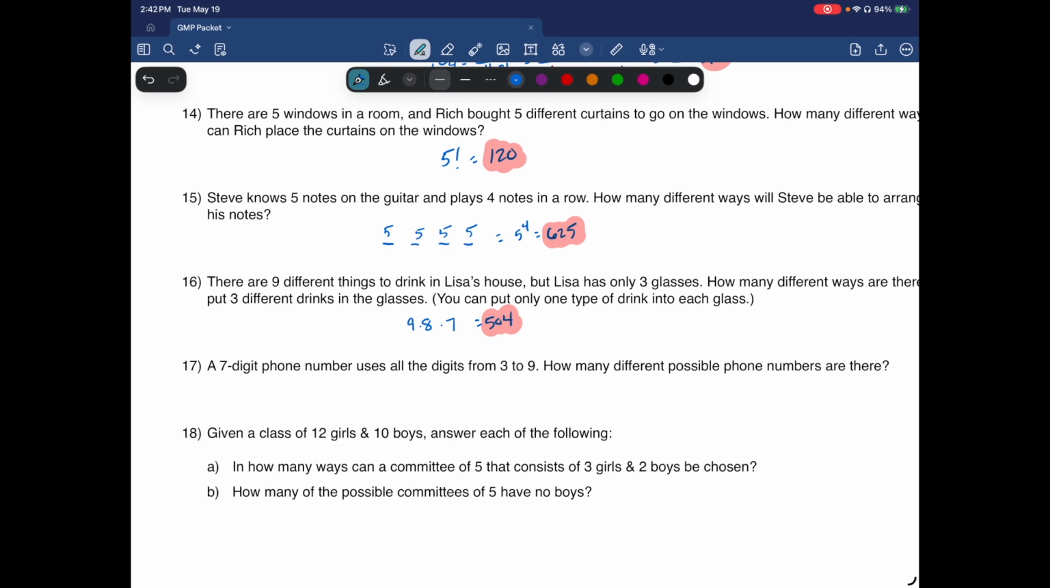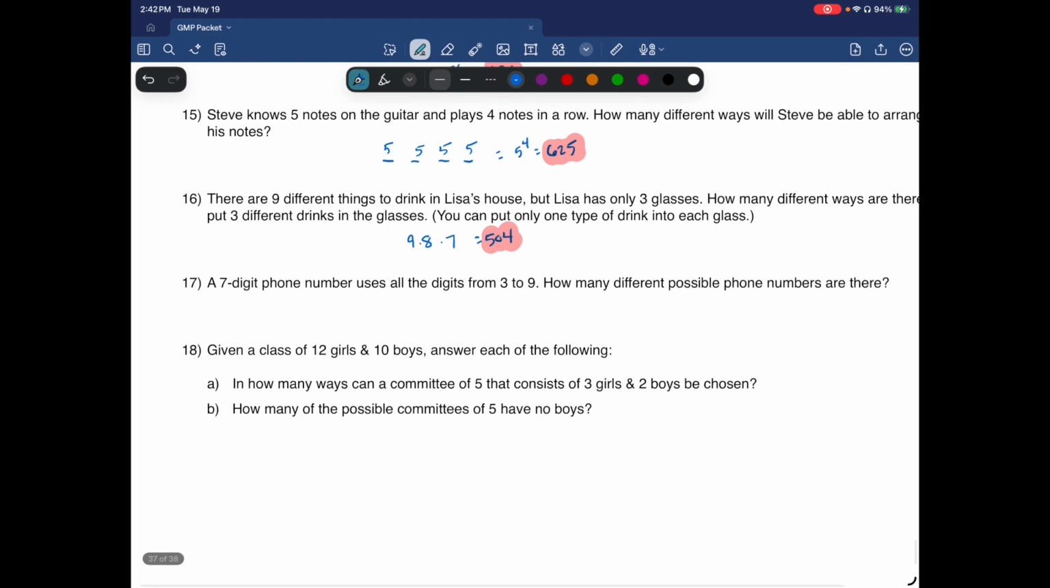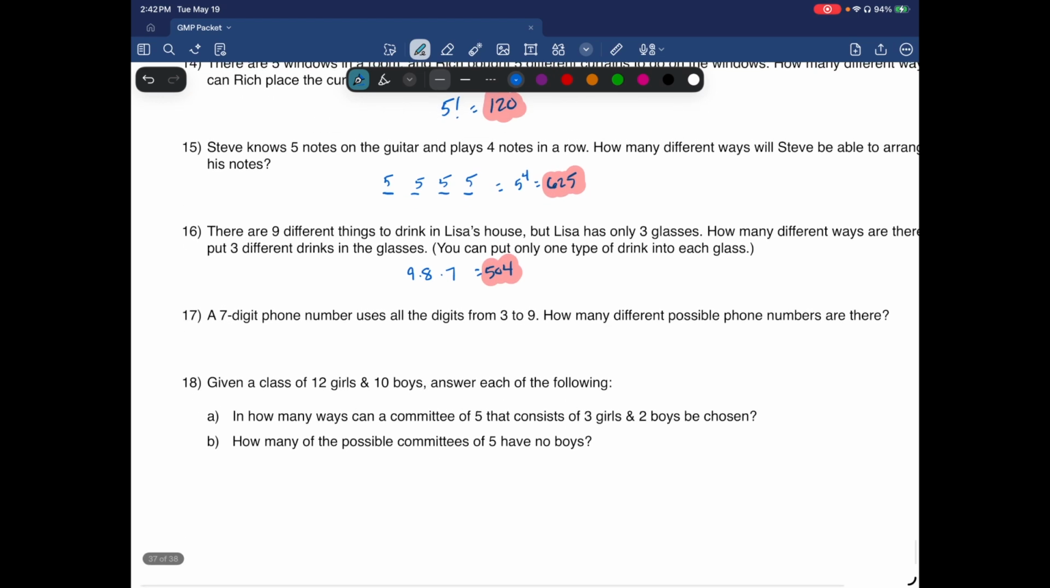Okay. A 7-digit phone number uses all the digits from 3 to 9. How many different possible phone numbers are there? So if you count on your hands, 3, 4, 5, 6, 7, 8, 9. That's 7 choices, 7 numbers. How many different possible ways can you do that? So 7 factorial. That's going to give you 5,040.